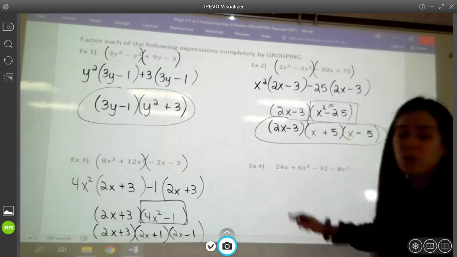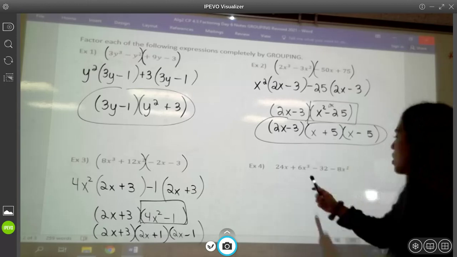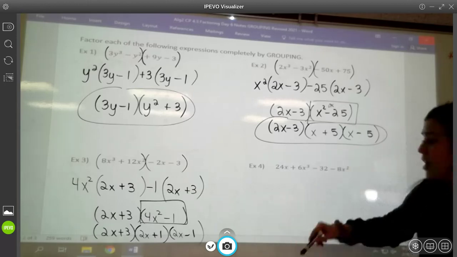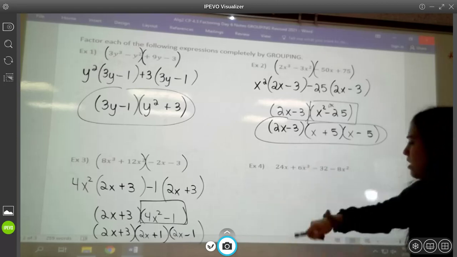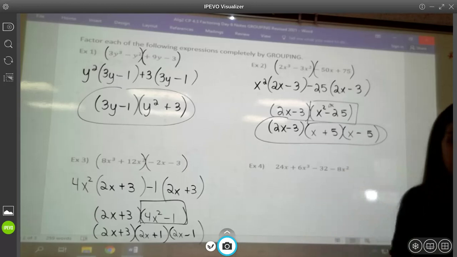Let's look at this one. This one brings everything possible into play. Number 1, it's written in a terrible order. This is not in descending order. I should have my highest exponent in the front all the way down to my just number at the end. So let's rearrange and put everything in a better order.